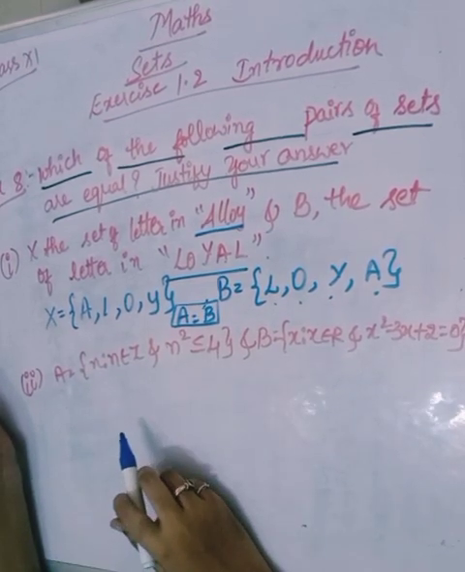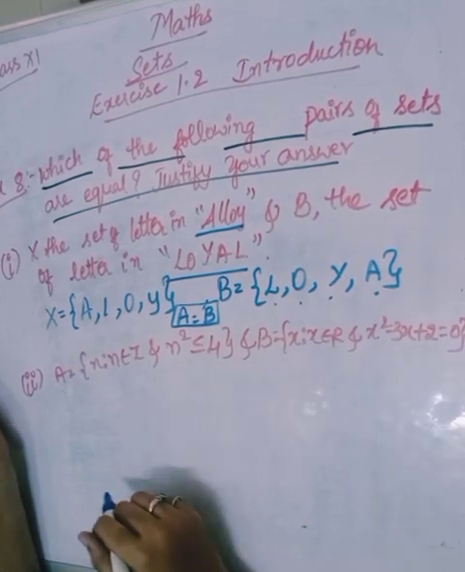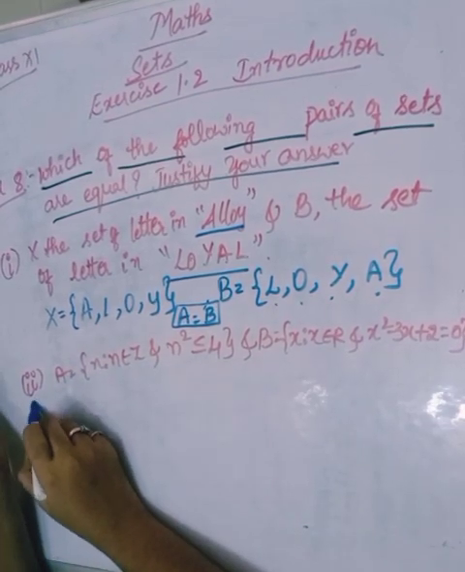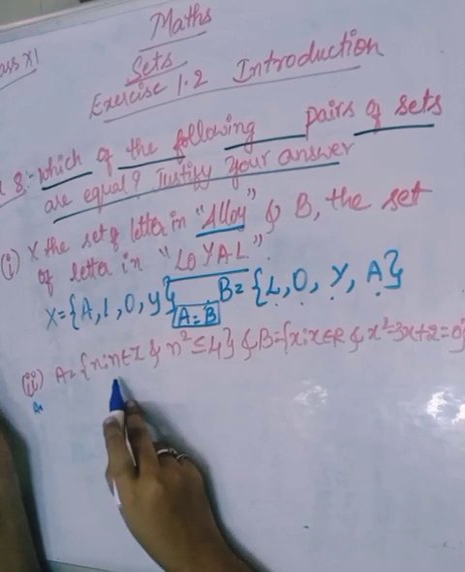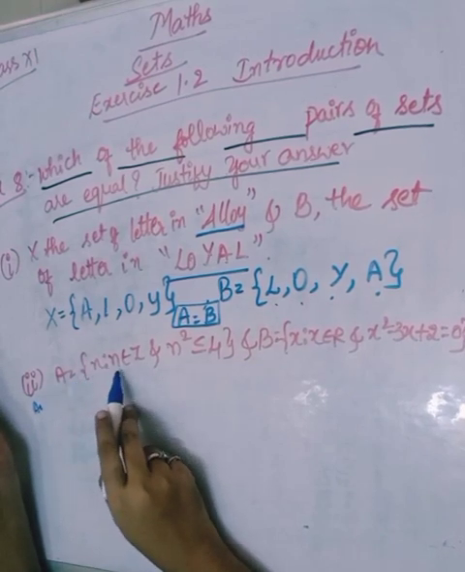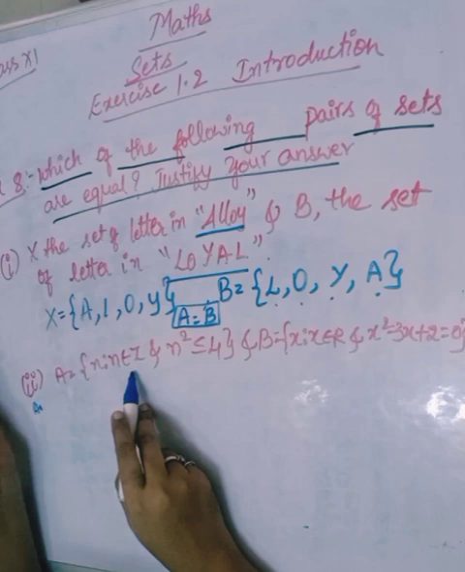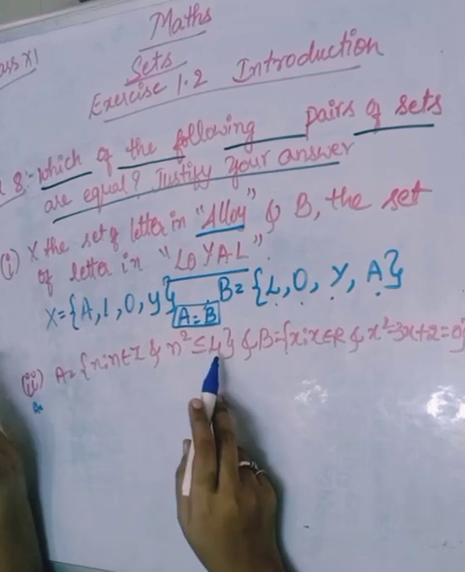That is A, L, O, Y. So you can write that. Next one we have the set A equals {n : n belongs to Z, and n square less than or equal to 4}.